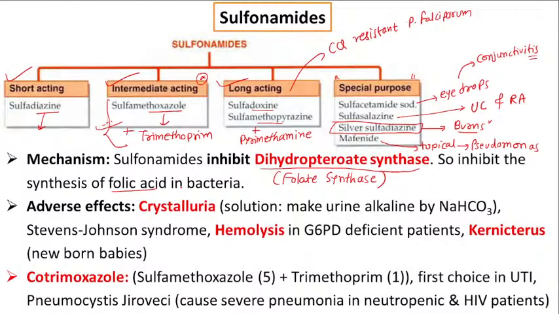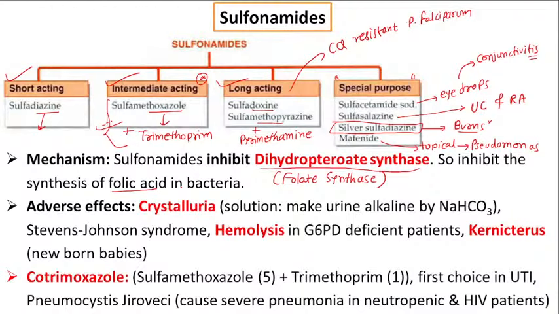Folic acid is an essential supplement for us. Human cells cannot synthesize folic acid, and that is why this enzyme, dihydropteroate synthase, is absent in humans. Humans do not have this enzyme. So you can remember the mechanism by a one-liner. What is that? Dihydropteroate synthase inhibitor. You can also call it a folate synthase inhibitor.